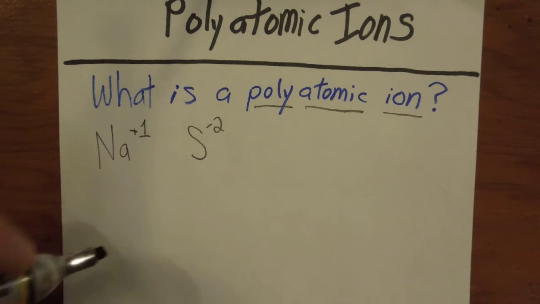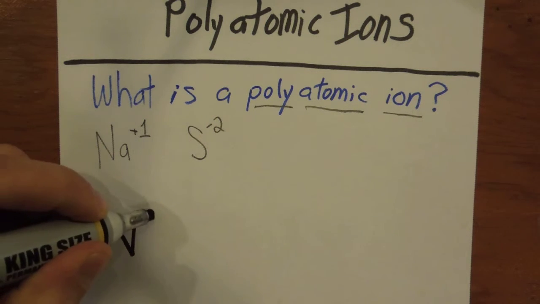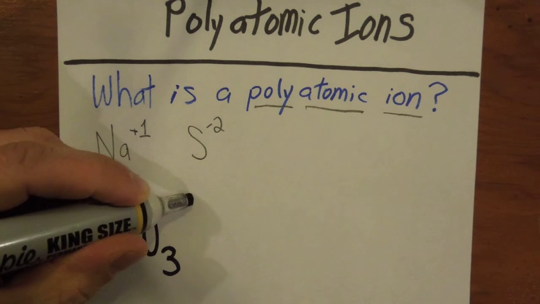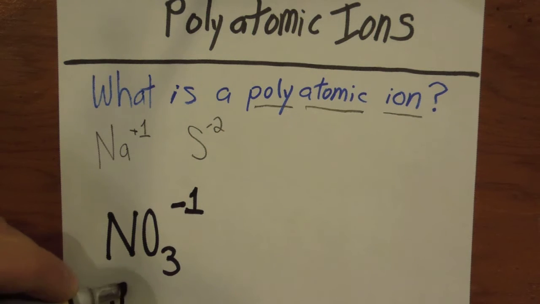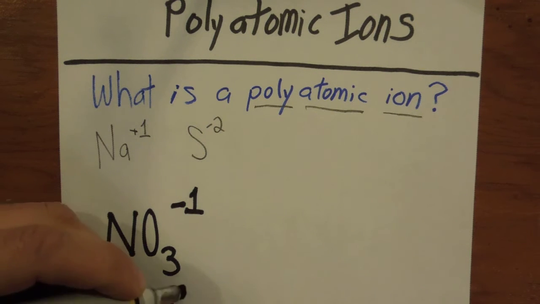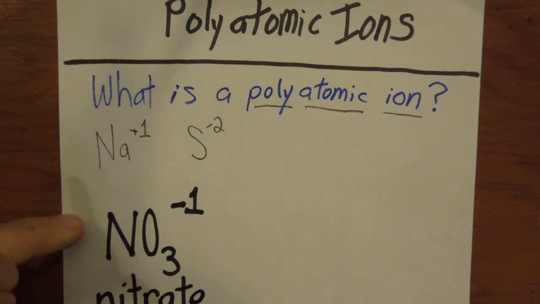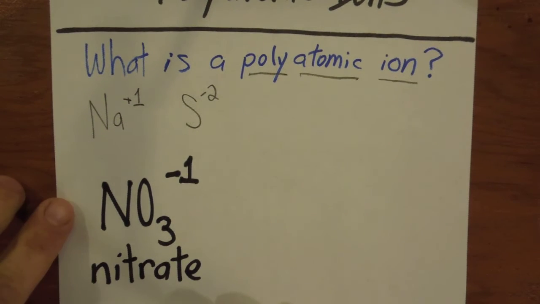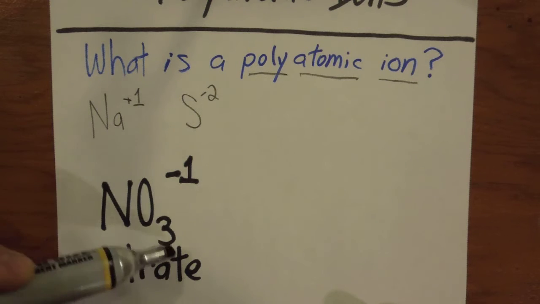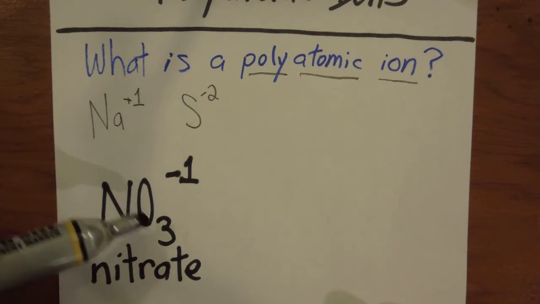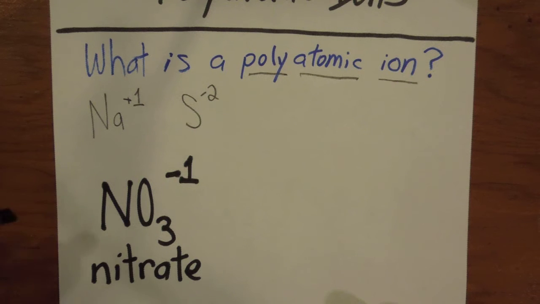Here, ladies and gentlemen, is the formula for the nitrate polyatomic ion. The formula for nitrate is NO3, meaning it's made of one nitrogen atom bonded to 3 oxygen atoms. But look what we have here. We have a -1 charge. That means that this entire object has a charge of -1 on it. If you were to count all of the protons and all of the electrons in this NO3 structure, you would find that there's 1 electron more than the total number of protons.